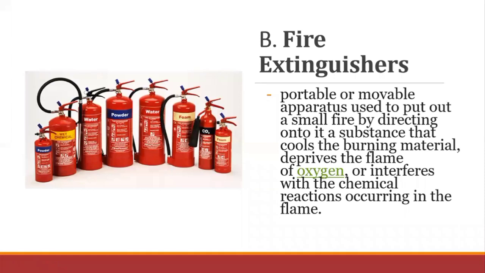So next we will be talking about fire extinguishers. So what is a fire extinguisher? It is a portable or movable apparatus used to put out a small fire by directing onto it a substance that cools the burning material, deprives the flame of oxygen, or interferes with the chemical reactions occurring in the flame. It is actually a short distance between the nozzle and the fire that the fire extinguisher is capable of.